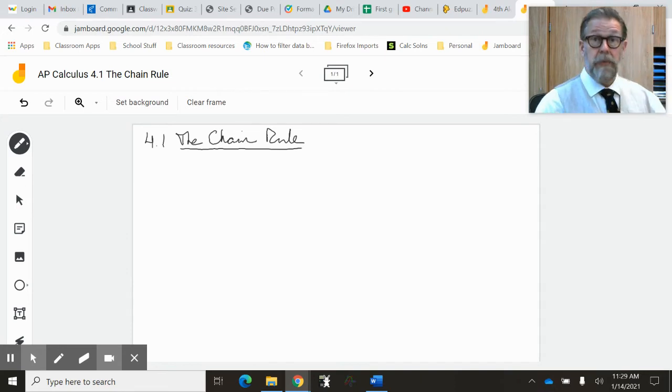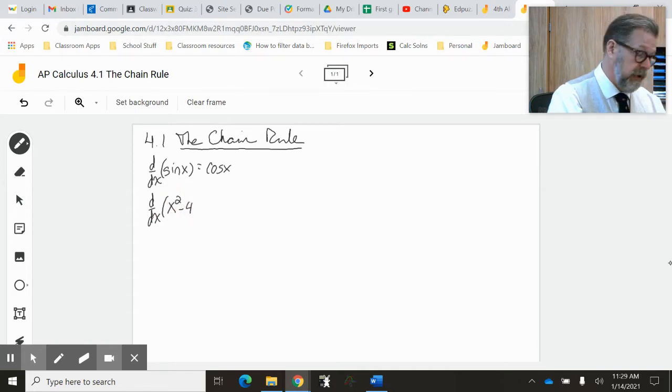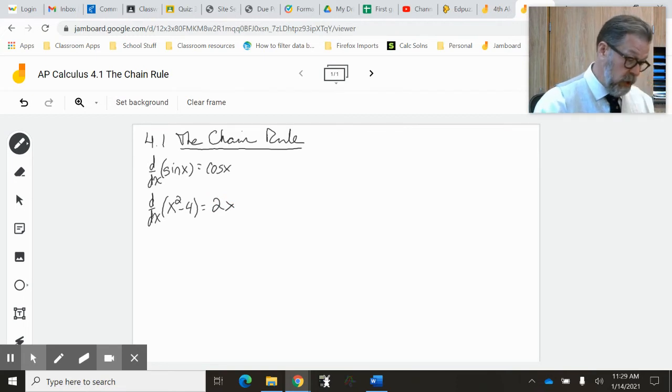Well, let's look at a couple derivatives that we know how to do from chapter 3. We know that the rate of change with respect to x of sine of x is cosine of x. We also know that the rate of change with respect to x of x squared minus 4 is 2x. So we used our trig rule on the first one, we used our power rule and our derivative of a constant rule on the second one.